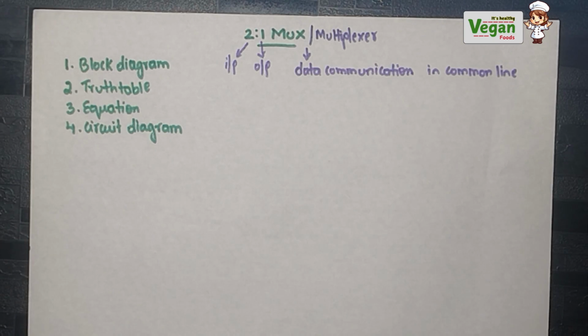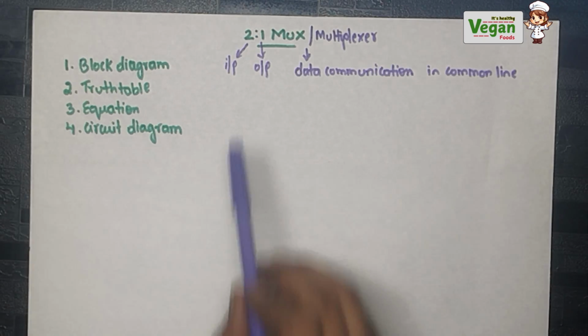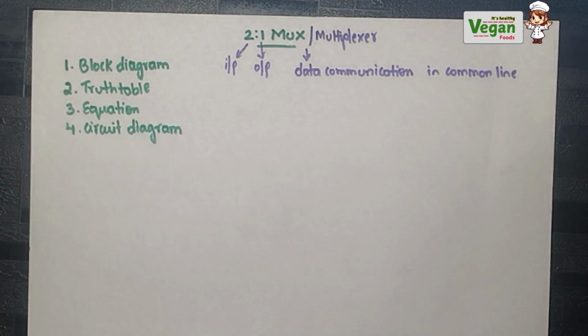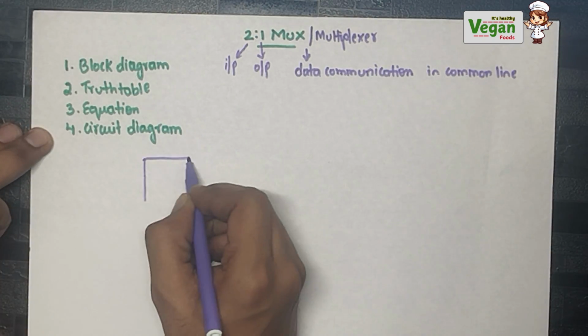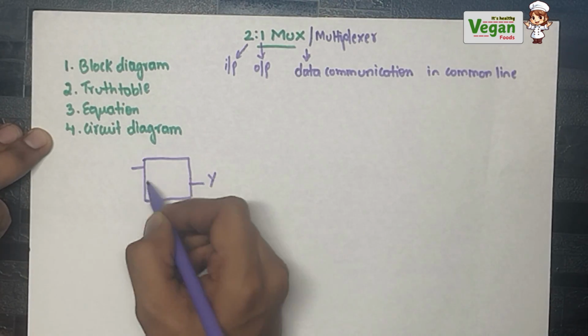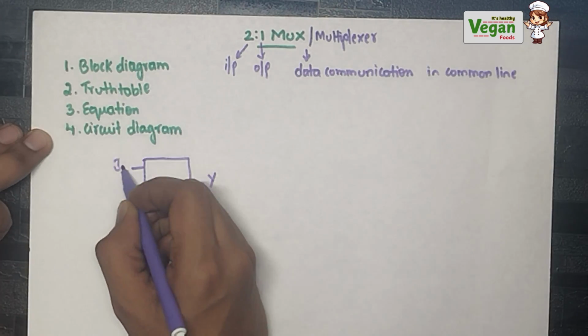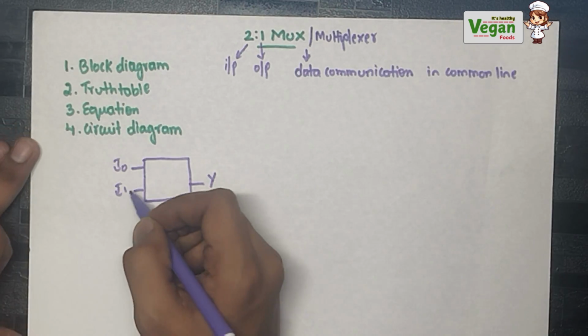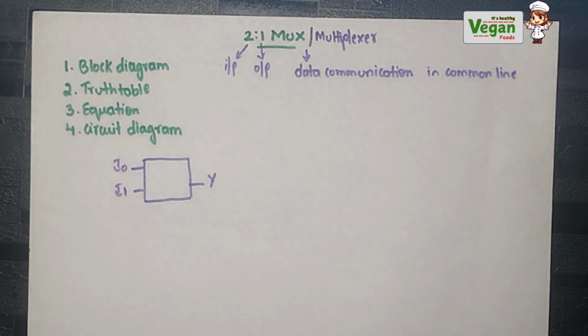Now let's draw the block diagram. The block diagram is the simple representation of the inputs and the outputs which we are using in the circuit. I already said 2 inputs will be there and 1 output will be there. So I will call the output Y, and the 2 inputs I0, input 0, and I1, input 1. So in this multiplexer, we will be using selective lines.